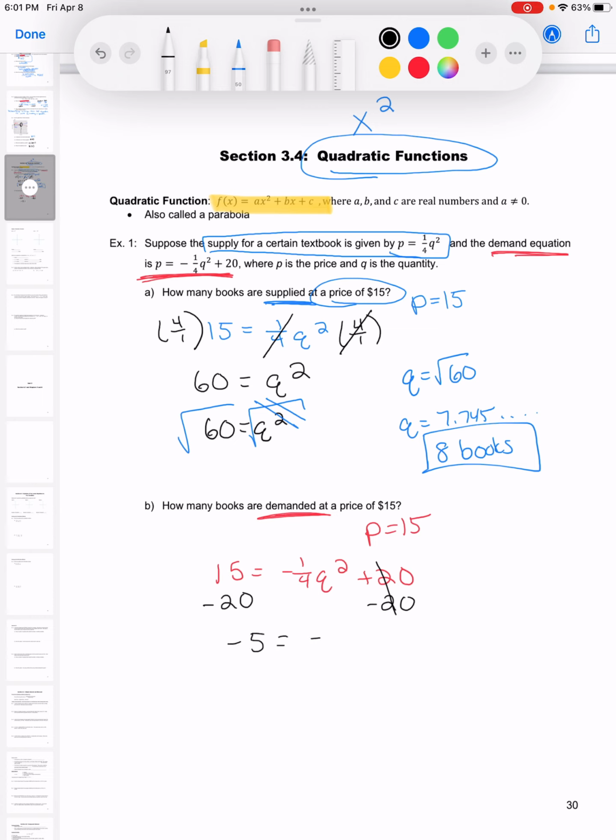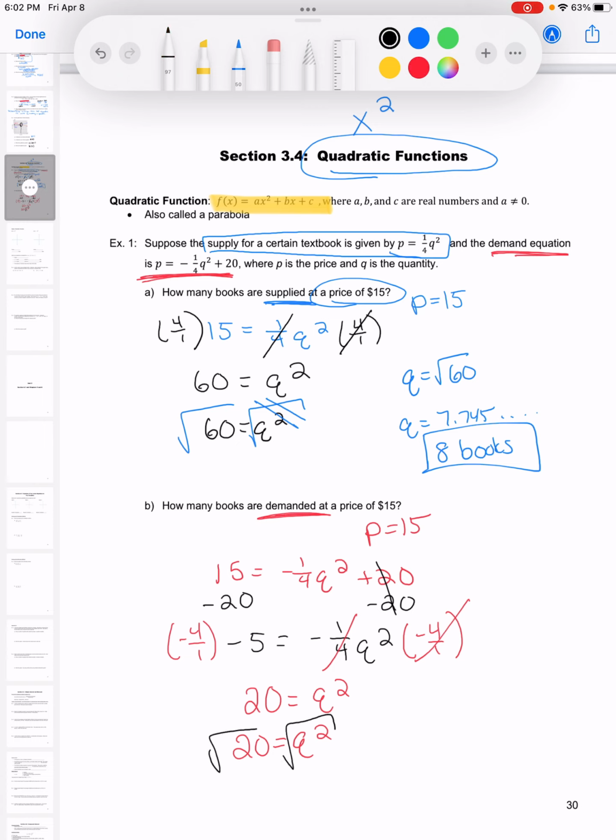So negative 5 is equal to negative 1/4 Q squared. I need to get rid of that negative 1/4, so I'm going to multiply by negative 4 over 1. You also can divide by negative 1/4 if you would rather do that. I'm going to get 20 is equal to Q squared. To get rid of a square, we take a square root. So I get Q is equal to the square root of 20. I'm going to type that in my calculator. That gives me 4.47. So I'm going to say 4 books.